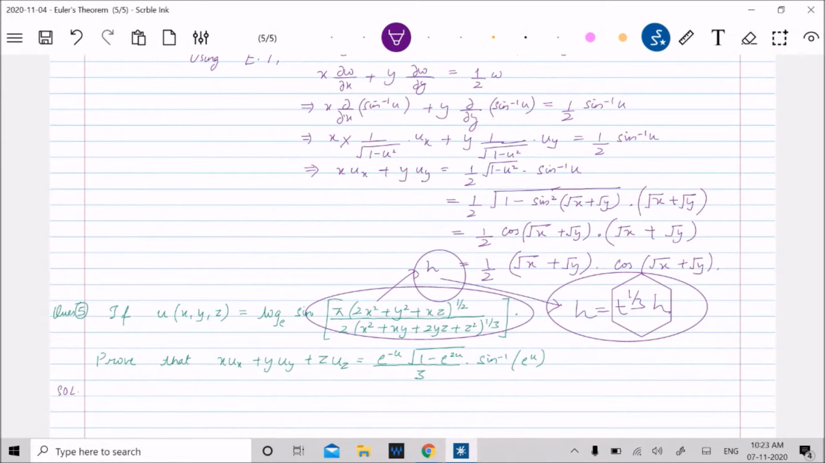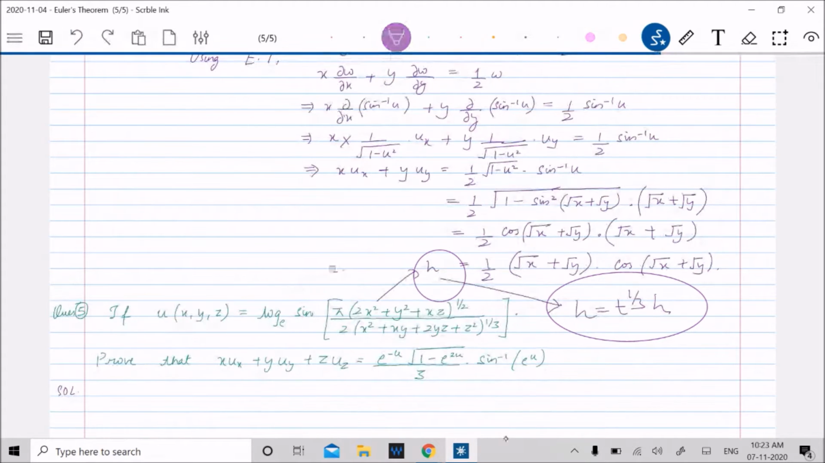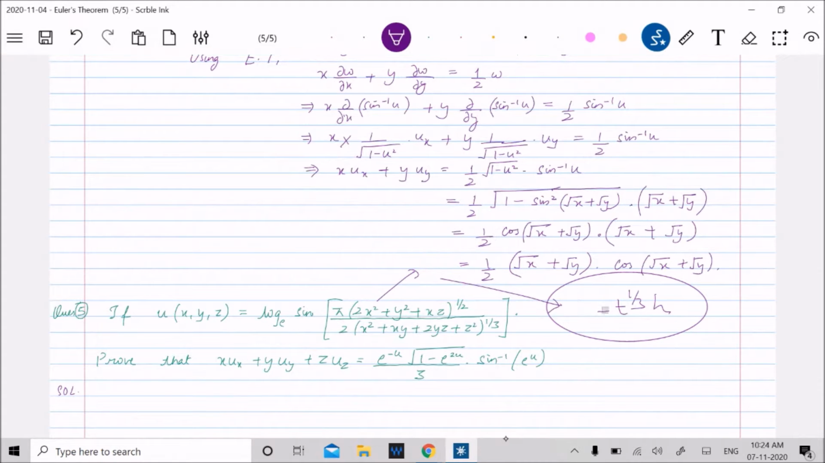So that gives us a hope that Euler's theorem can be applied on the modified version of this function. So we have to modify this function actually. We can take this log and this sine function, remove the sine and log and take them to the left hand side, and then we can have a homogeneous function, so that we can apply this Euler's theorem, right?